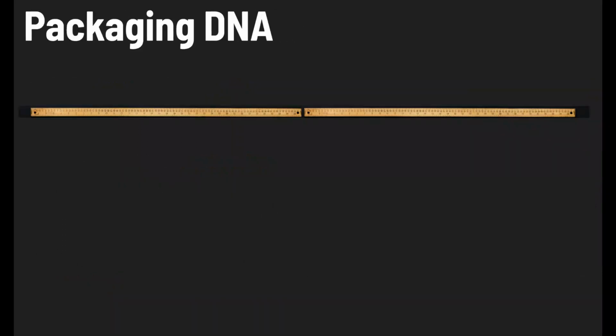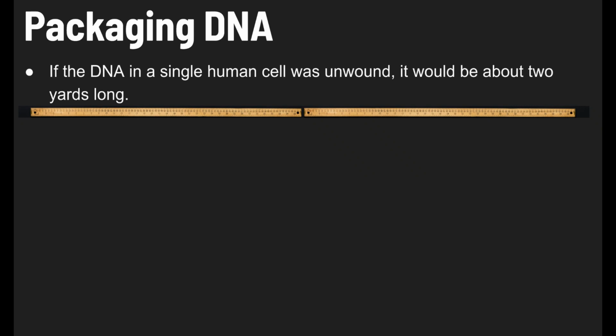We'll finish up by talking about how DNA is packaged inside of a cell. So if the DNA in a single human cell was unwound, it would be about 2 yards long. So I have a yardstick right here on the left. If you took 2 yardsticks, that's about how long the DNA would be inside just one of your cells. And keep in mind, you have trillions of cells in your body.